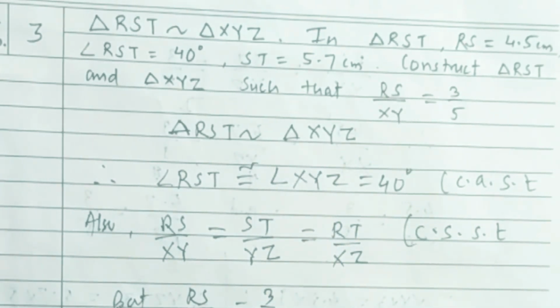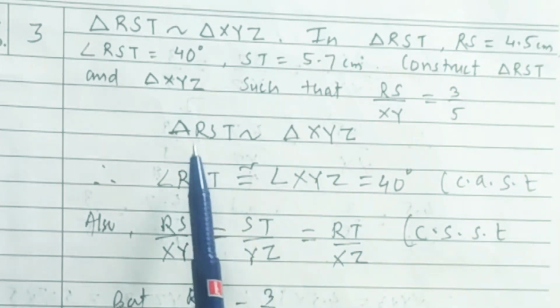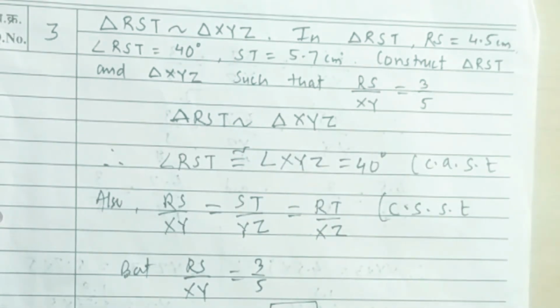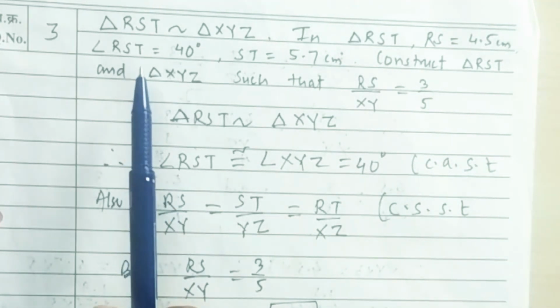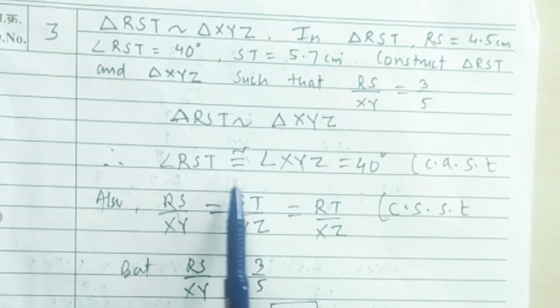So here we have to solve this example by the definition of similar triangles, and we will find the corresponding measures of the lengths of triangle XYZ. Here two sides and one included angle are given. So first we know that when triangle RST is similar to triangle XYZ, then the corresponding angles are congruent. So angle corresponding to angle RST is angle XYZ. So angle RST is congruent to angle XYZ, which is equal to 40 degree. That is, corresponding angles of similar triangles.